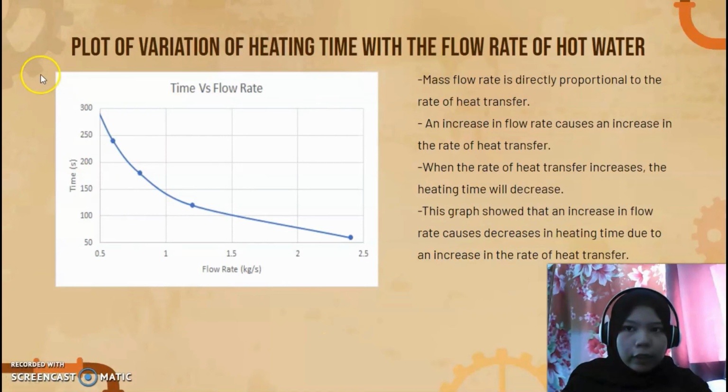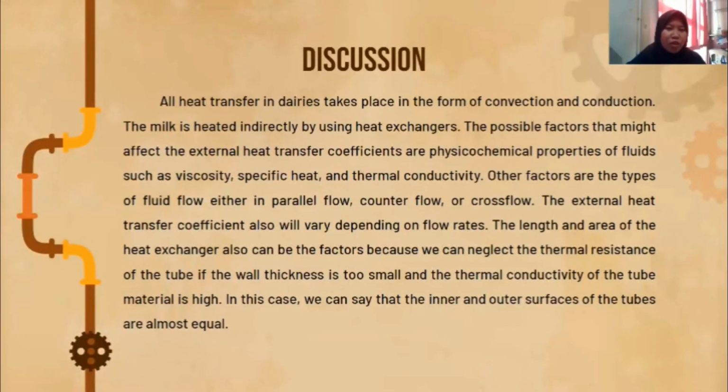So, next question 6, the effect of heating time on the flow rate of hot water. This is a graph of the heating time versus mass flow rate of hot water. So, how can mass flow rate affect the heating time? Mass flow rate is directly proportional to the rate of heat transfer. An increase in flow rate causes an increase in the rate of heat transfer. When the rate of heat transfer increases, the heating time will decrease. This graph shows that an increase in flow rate causes a decrease in heating time due to an increase in the rate of heat transfer.